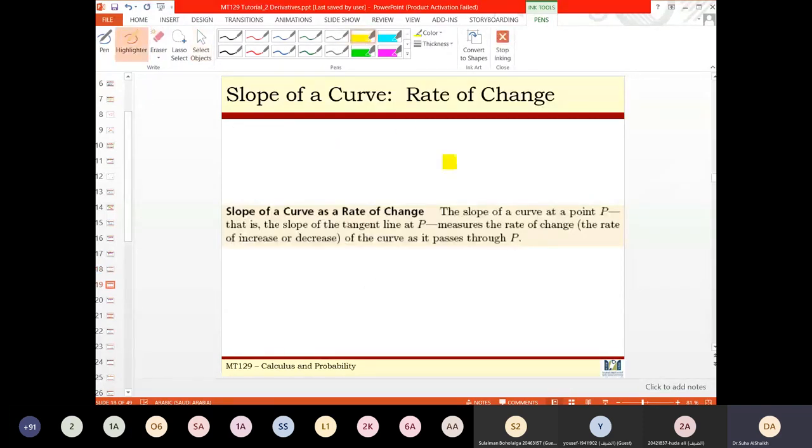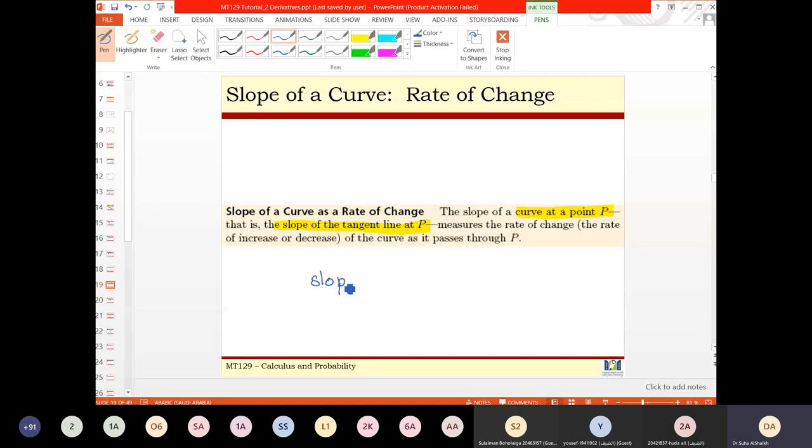So the definition here states that the slope of a curve at a point P, that is the slope of the tangent line of the point P, measures the rate of change of increase or decrease of the curve as it passes through the P. الحين هذه المصطلحات لازم تعرفونها كويس.